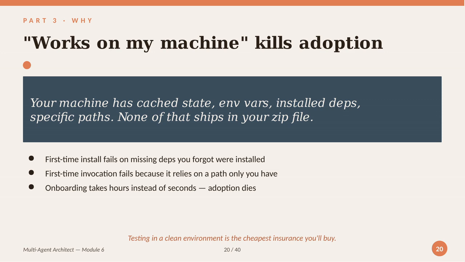First-time invocation fails because it relies on a path only you have. You hard-coded /users/jane/dev somewhere. The user has /users/bob/code. The agent dies trying to read a non-existent file.